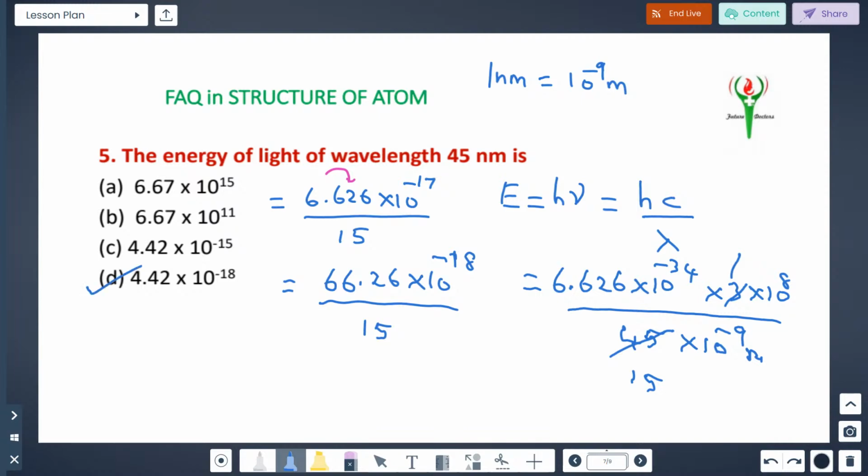Understood? You just memorize the formula. Sometimes frequency is given directly, so you need not do this formula. Here wavelength is given, then only I use this formula. E is equal to h nu, which is equal to hc by lambda. Understood? Okay. You following? So just remember the formula. If you know the formula, you can use it to solve the sums. This is a formula. Are you following? Okay.